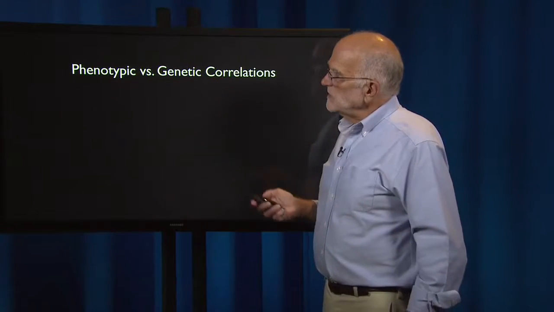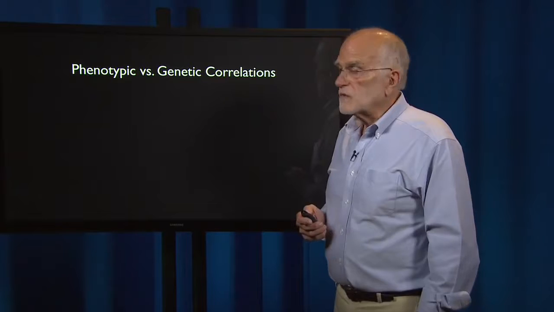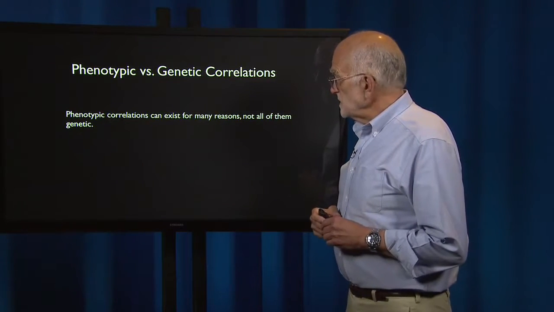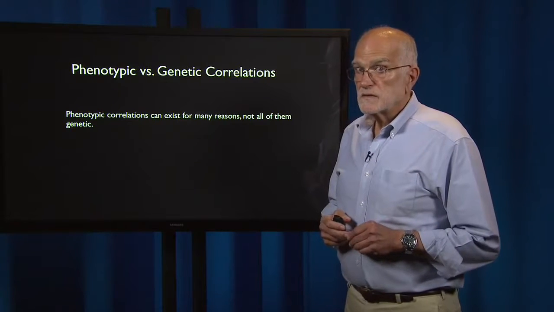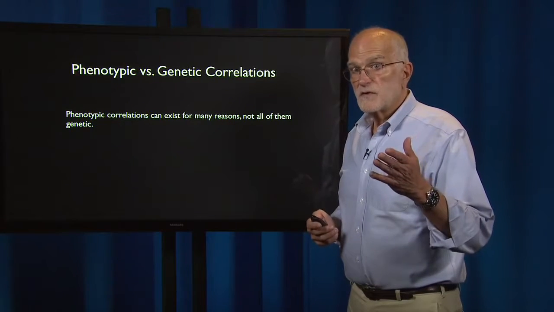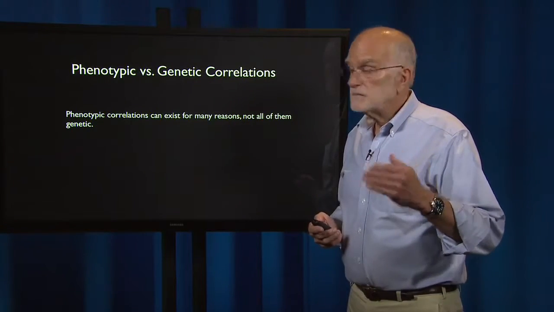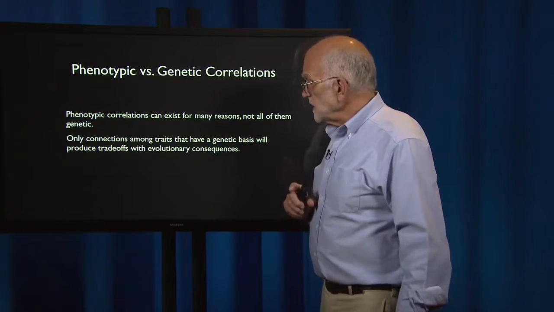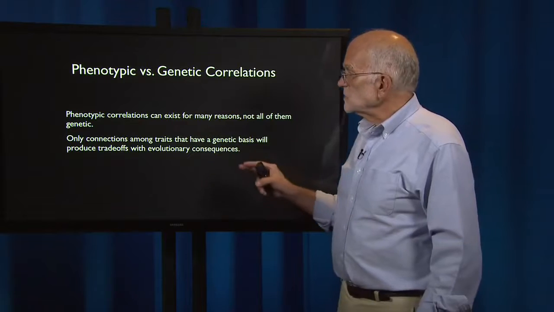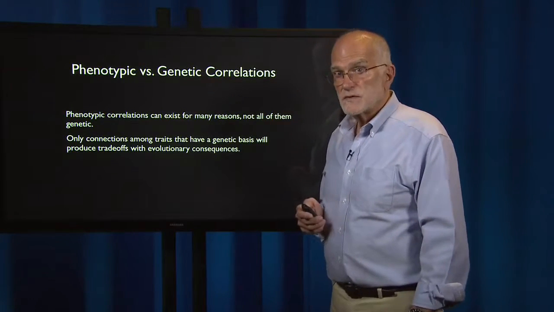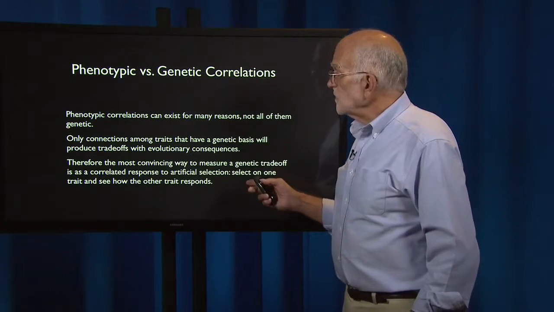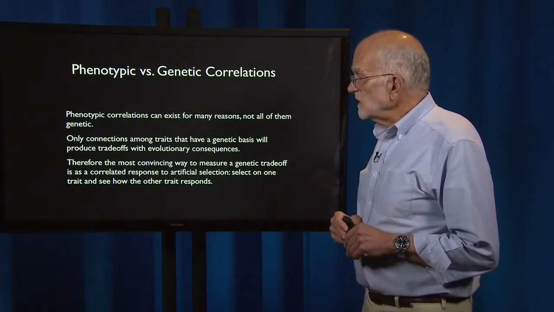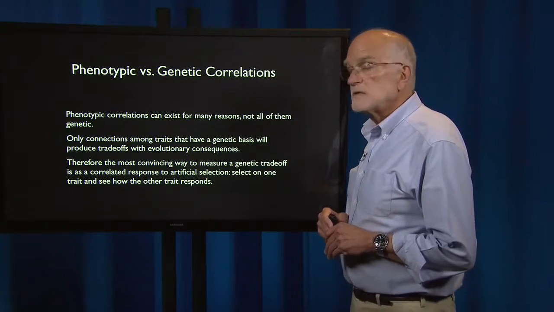Trade-offs can be measured by phenotypic correlation or by genetic correlations. Phenotypic correlations can exist for many reasons. Not all of them are genetic. They can be for reasons of environmental variation. Phenotypic plasticity contributes to them. Only connections among traits that have a genetic basis will produce trade-offs that have evolutionary consequences. Therefore, the most convincing way to measure a genetic trade-off is as a correlated response to artificial selection.